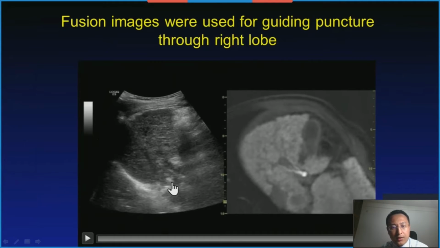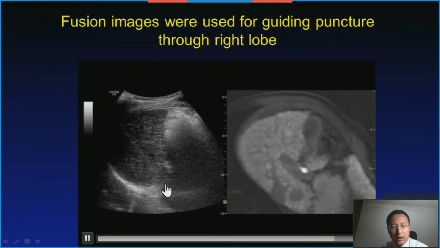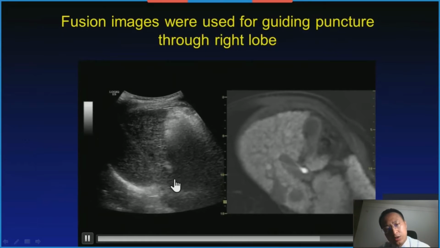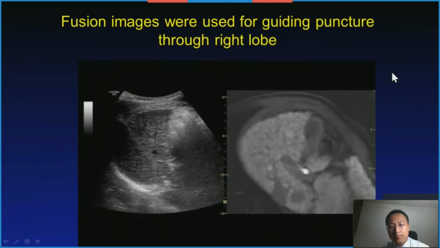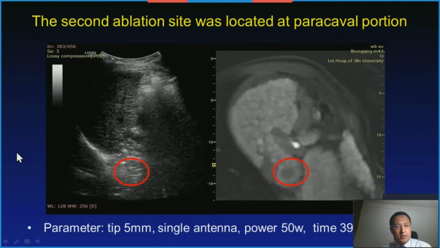We insert the antenna between the first and second hilum. Because this volume is very small, we cannot insert 2 antennas together. So we use a single antenna. The first ablation site was located at caudate process. Parameters: tip 5 millimeter single antenna, power 60 watt, time 390 seconds. The second ablation site was located at the pericaval portion, a little upper.